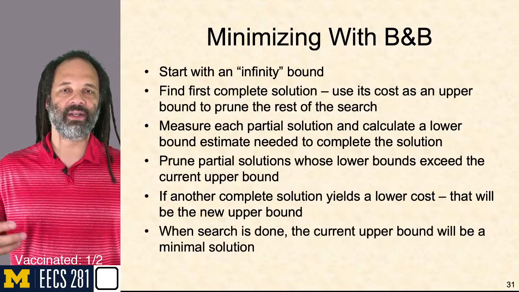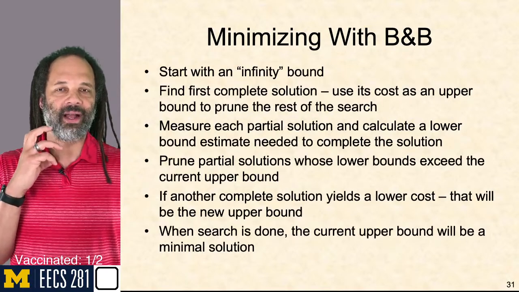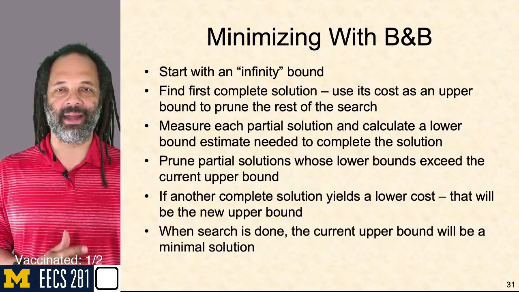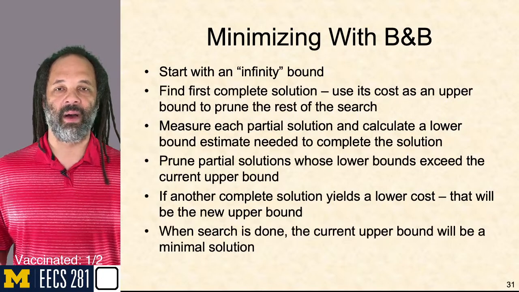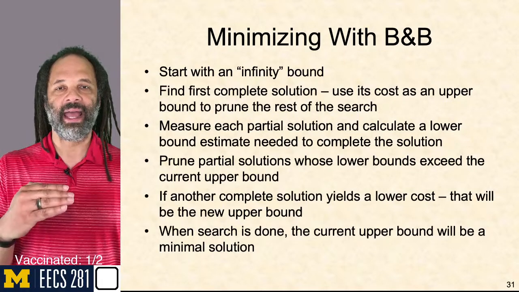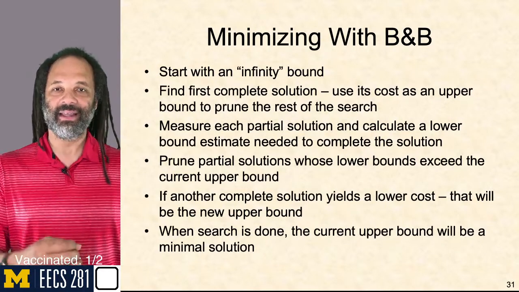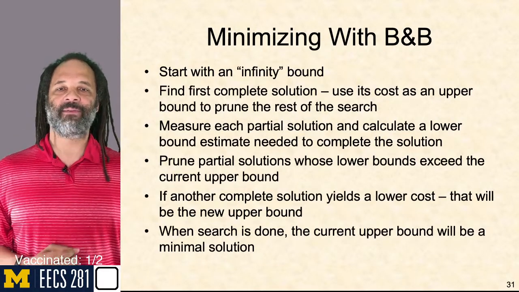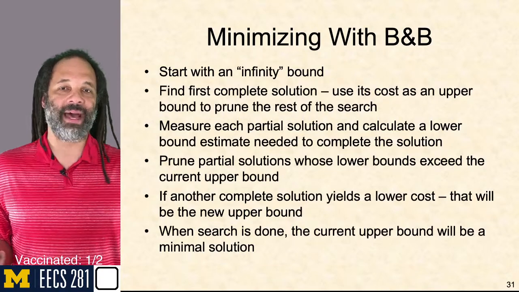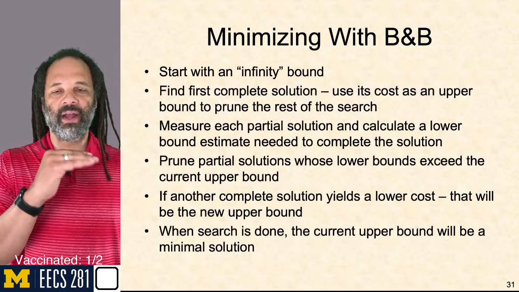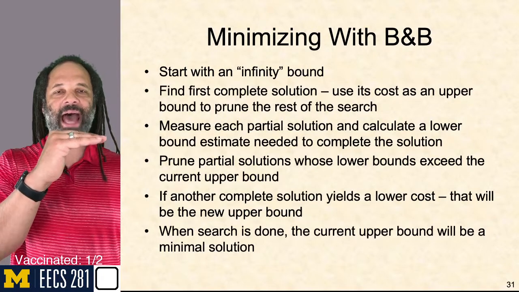So eventually you'll find one solution. Once I've got a complete solution, no matter how good or bad it is, that's my new upper bound, because I'm unwilling to look at anything that's going to cost more than this because I already have this. This is already a solution. If I can't find something better than this solution, then it's the best. Let's throw everything else away. So there's my new upper bound as soon as I've got a solution.